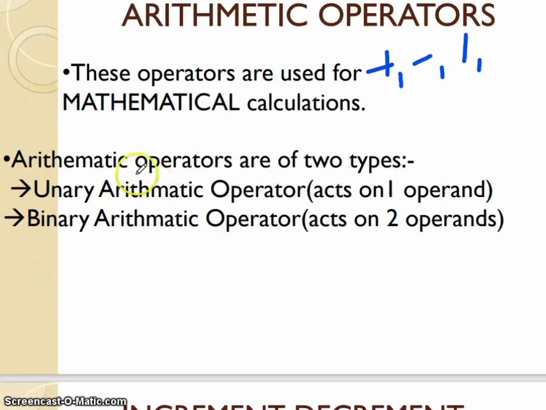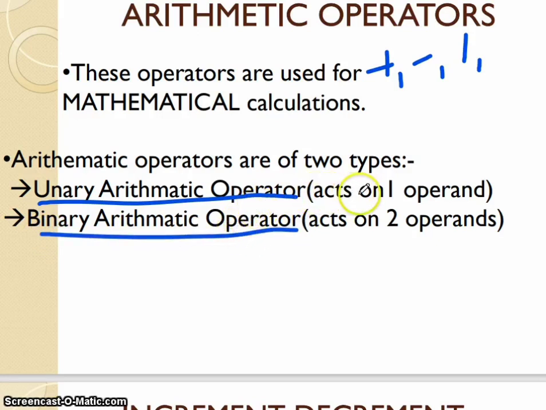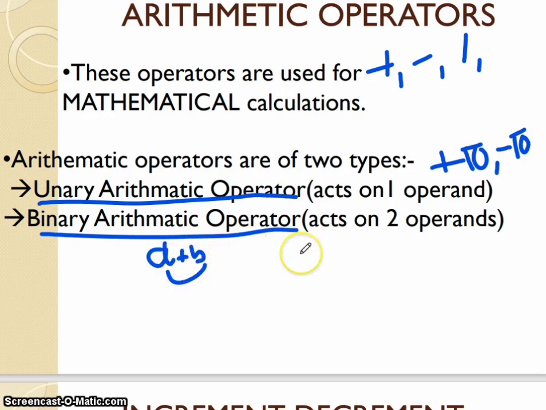Arithmetic operators are of 2 types, that is unary arithmetic operator and binary arithmetic operator. Unary arithmetic operator means it acts only on one operand. Example, plus 10 or minus 10. Plus and minus acting only on one operand. Binary arithmetic operator acts upon 2 operands, such as if I write a plus b, 2 operands and 1 operator.